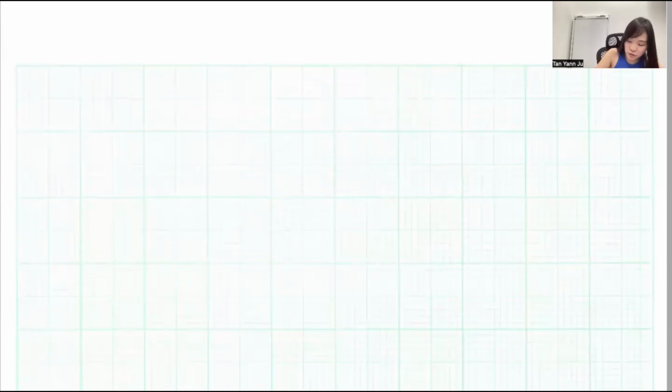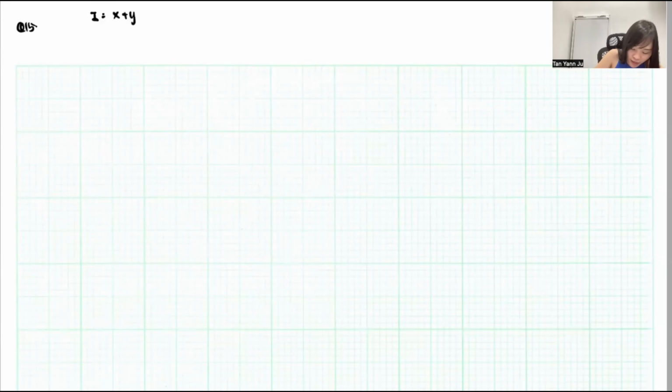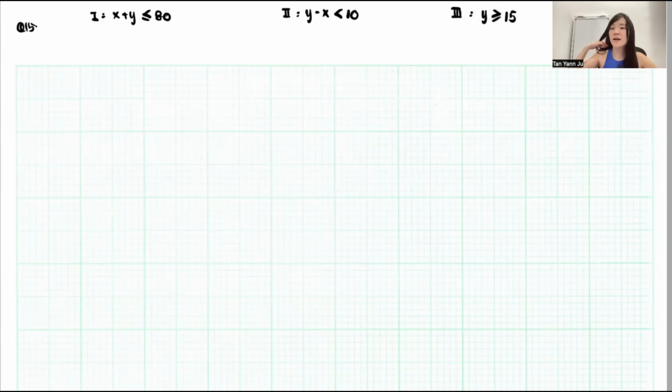Okay. Last, right? Question 15. Okay, my dear. So the first inequality we are getting is x plus y is less than or equal to 80. The second one is y minus x is less than 10. The third one is y is bigger than or equal to 15. Okay, so now they want you to sketch the graph. They will give you a scale.